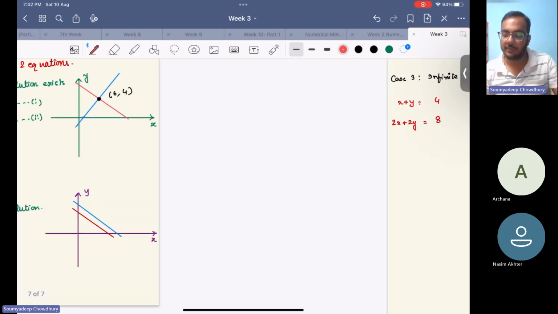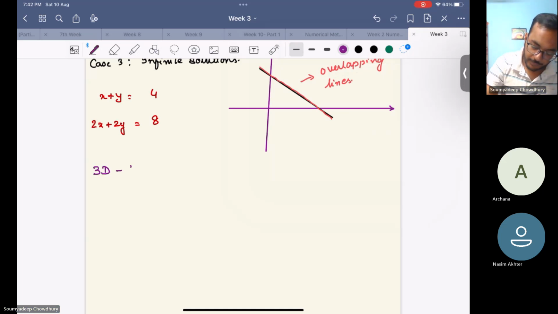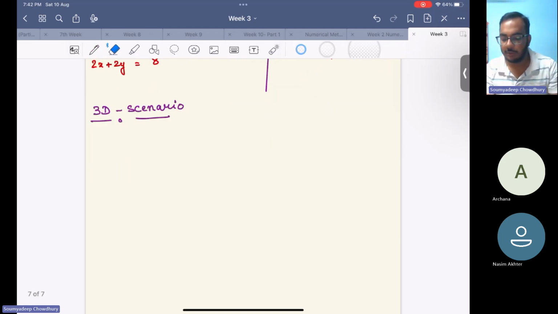So there are three cases I have dealt with. Next, let us try to imagine the 3D scenario. In the 3D scenario, it can be different, right? It will be difficult to draw, so I'll show you with three different pens. You can understand. Suppose you have three planes, right? So this is one plane. This is another plane. So there are three planes. Three different things I have taken. Three planes. You can see.